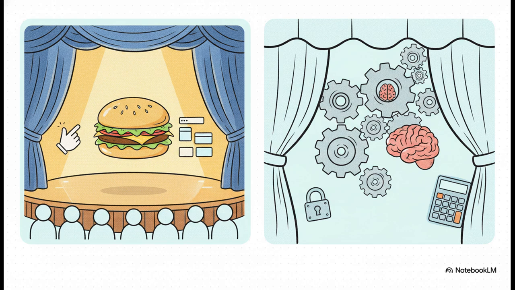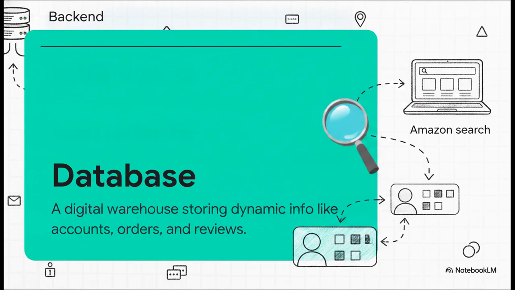The front end is the presentation, the back end is the brain. But the back end doesn't do this all by itself. To make things personalized, it relies heavily on a database. Think of a database as a highly organized digital warehouse storing specific dynamic info.